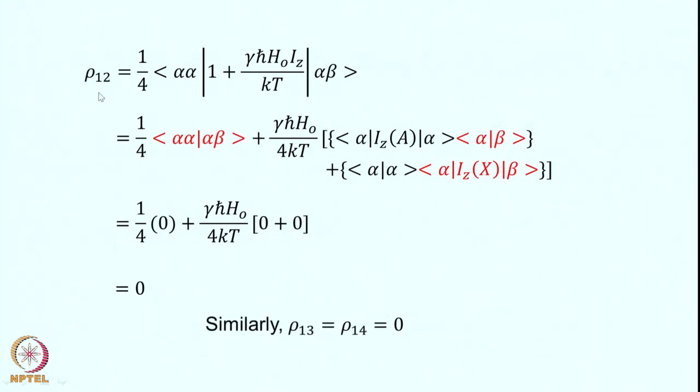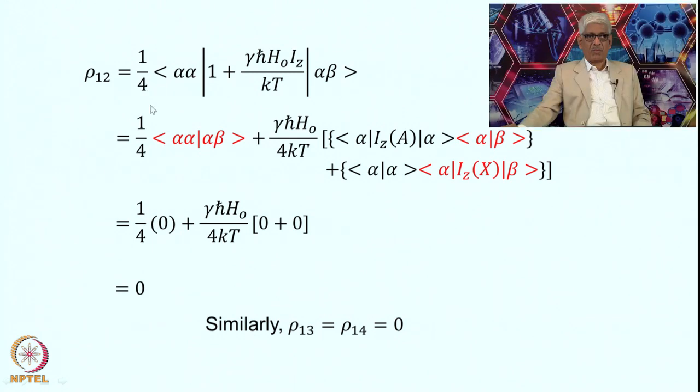Now we calculate rho 12. This is the second element of the first row, and this is 1 by 4 here as before, and then alpha alpha, and here I have alpha beta. So the first term gives me alpha alpha with alpha beta, and this obviously goes to 0 because of the orthogonality of these individual states. And this one, gamma h cross B0 by 4kT, alpha, this is the A state here, alpha Iza alpha, and then I have alpha beta, which are the X states, this alpha and this beta.